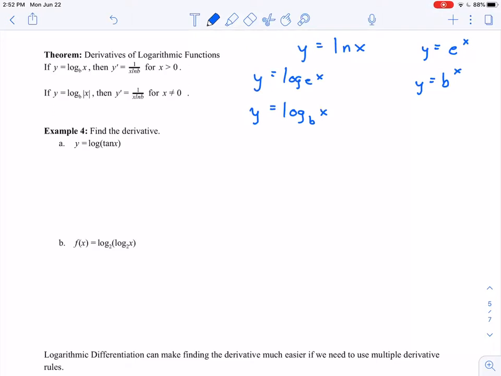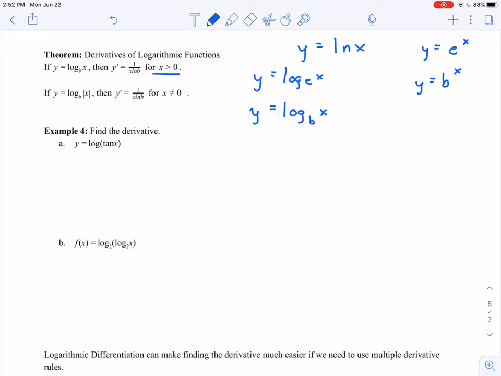So first up, it says if y equals log base b of x, so this is the general logarithm that we'll be working with. Think about the derivative of y equals natural log of x. That was 1 over x, and hopefully you'll see that right here, 1 over x coming through. We just need to multiply that as well by the natural log of whatever our base is. So in the denominator, we'll be multiplying by that natural log of b.